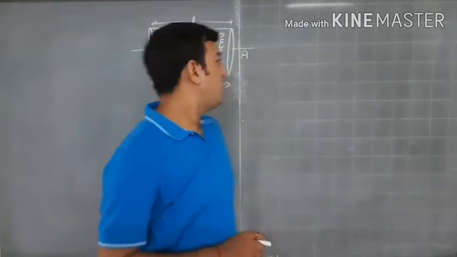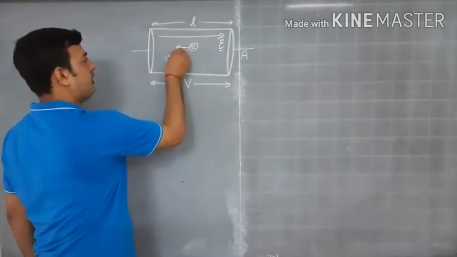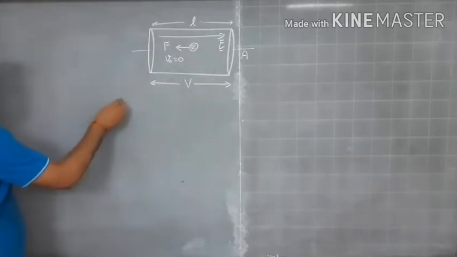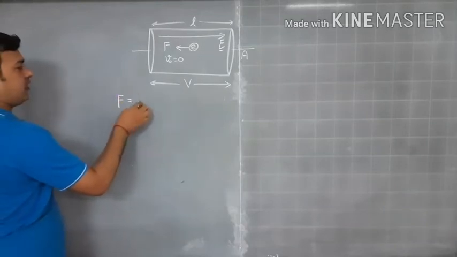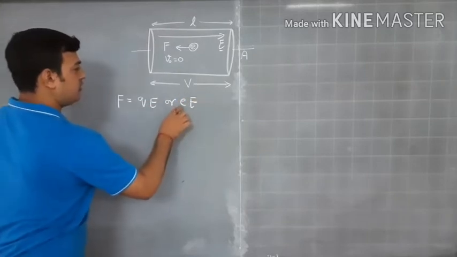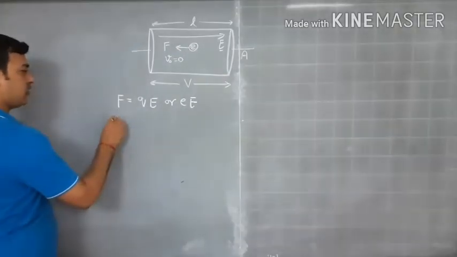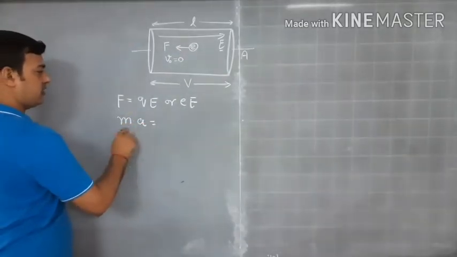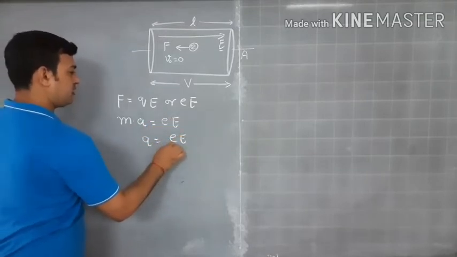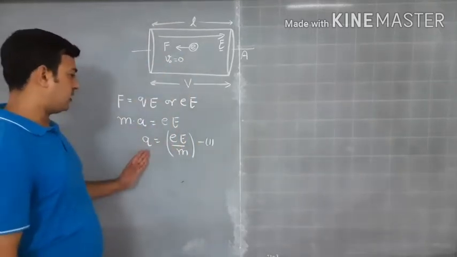Now, as the field is applied, the free electrons will experience a force in the direction opposite to this electric field, and this force can be written as qE or eE, because e is the charge on an electron. I can write the force as mass into acceleration from Newton's second law, and that will give me the acceleration that will start acting on the free electrons of the conductor.